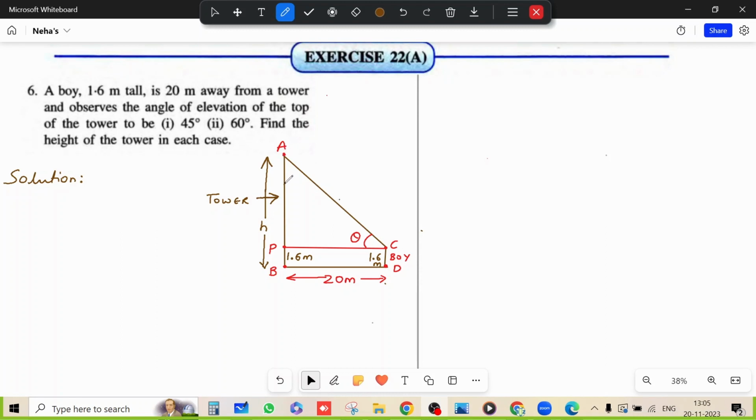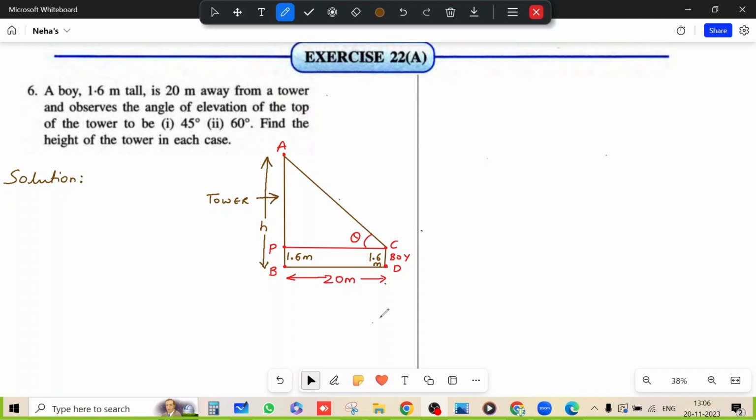So let us consider that AB is the tower and we have to find the height h. Then the distance between the tower and the boy is given as 20 meters. The height of the boy is given as 1.6 meter, and the angle of elevation formed when the boy is viewing the top of the tower is theta, which is 45 degree in the first case and 60 degree in the second case.